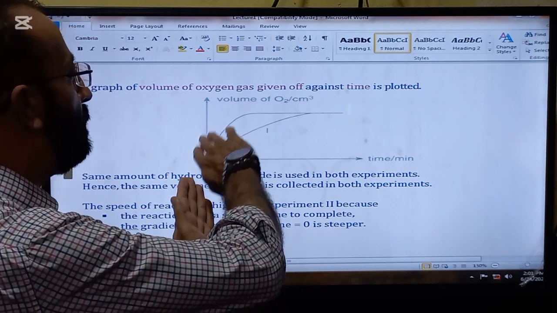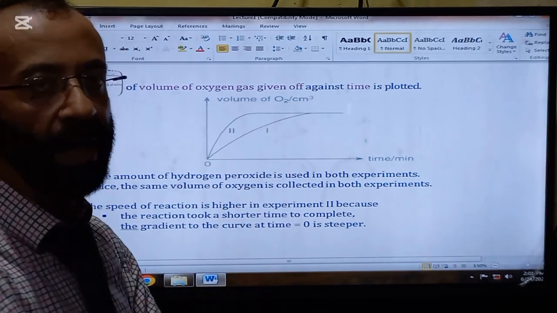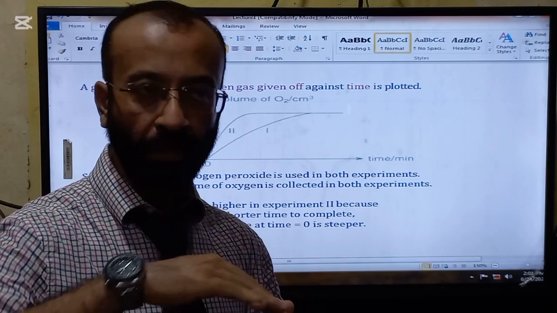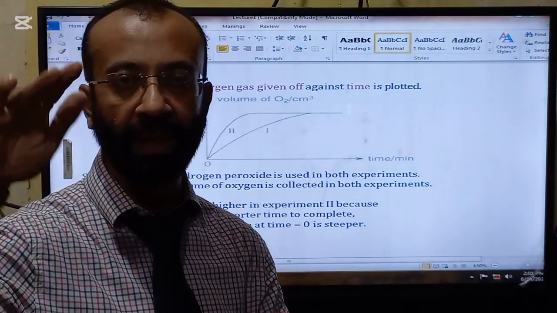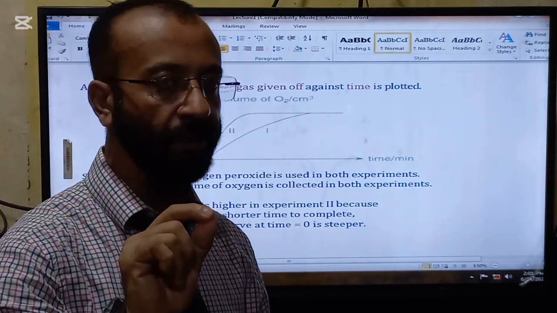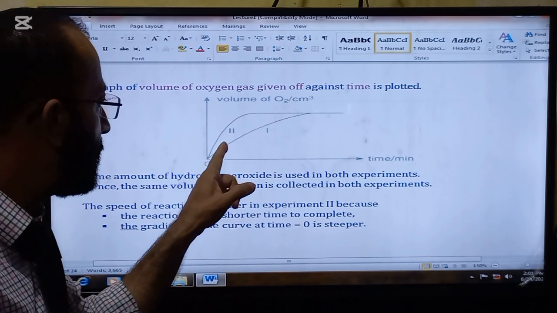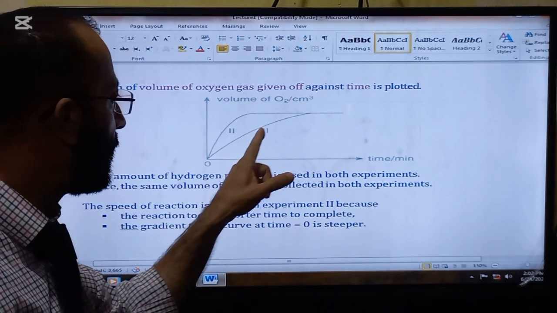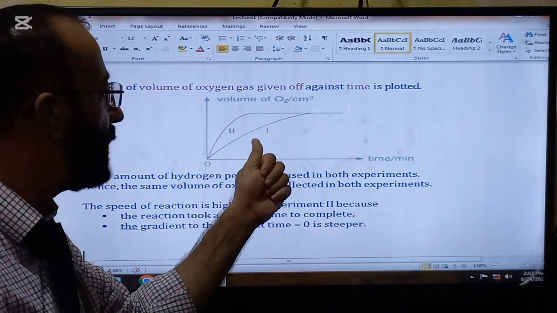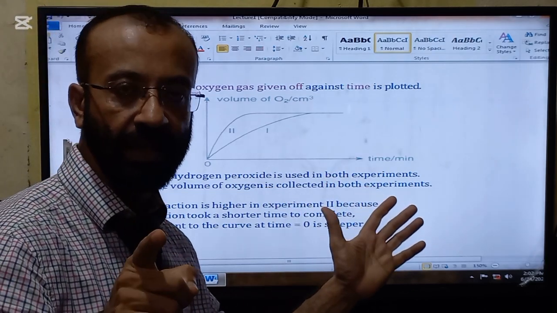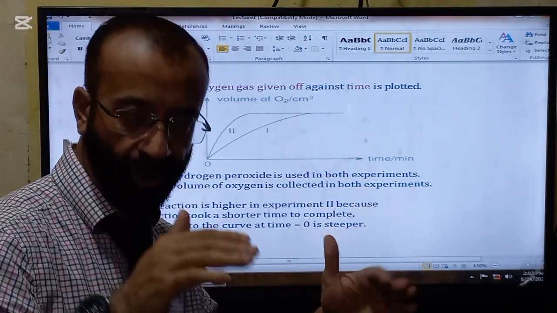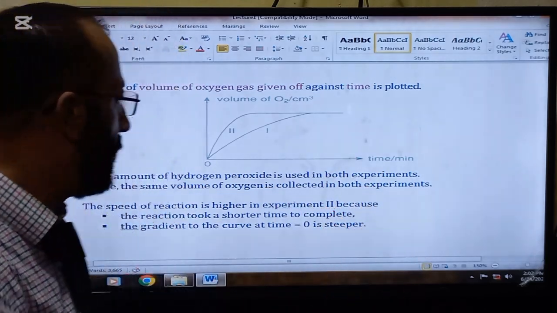So actually the steepness of the curve shows the rate of the reaction. The more the steepness of the curve, the higher the rate of the reaction. The less the steepness of the curve, as in curve 1, the slower the rate of the reaction.